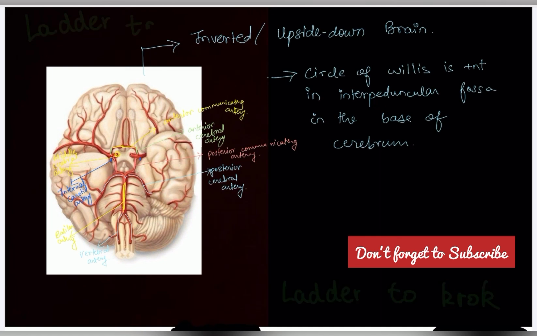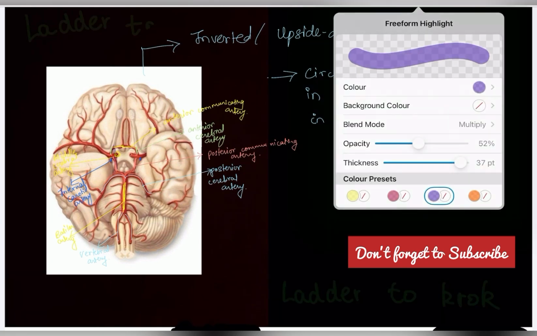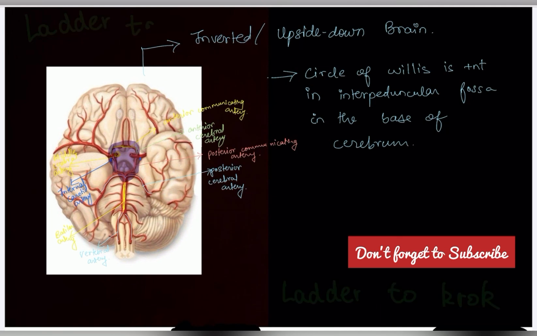Understood? So this is the circle of Willis. I am marking it. Understood? So okay then, thank you.